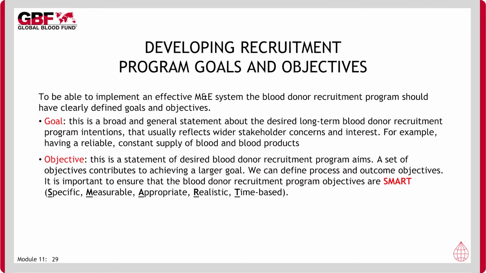The recruitment program M&E will be able to be effectively developed in a setting where the goals and objectives are properly defined. The goal is a broad and general statement about desired long-term aspirations that generally reflects wider stakeholder concerns and interests. Examples include having a constant supply of blood and blood products. Objectives are statements of desired recruitment program aims. A set of objectives contributes to achieving the larger goal. We can define process and outcome objectives. It is important to ensure that the blood donor recruitment program objectives are SMART, that is, specific, measurable, appropriate, realistic, and time-based.